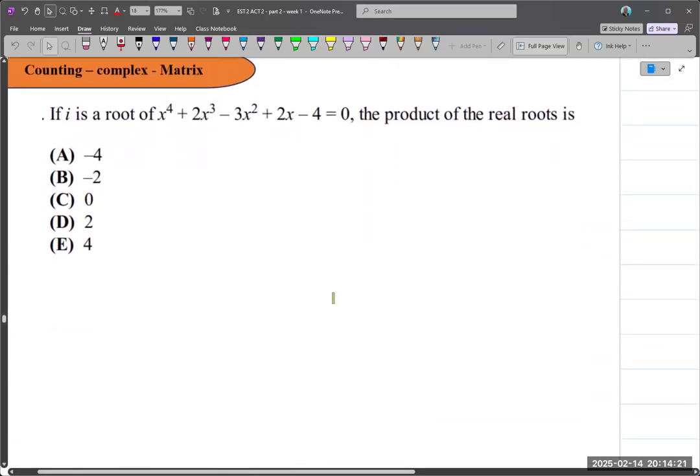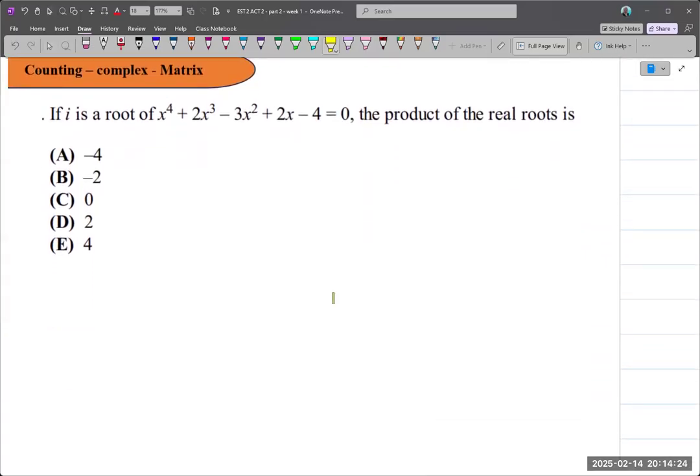If i is a root of this equation, the product of the real roots is what? Okay, i is a root. If we know that i is a root, then surely negative i is another root. The conjugate. The conjugate must be a root too. Okay, so this means he wants the product of the real roots. We have to find the real roots and we have to find the product of them.